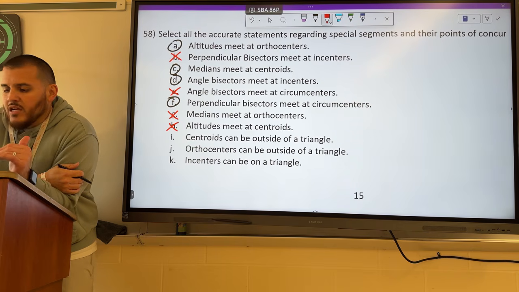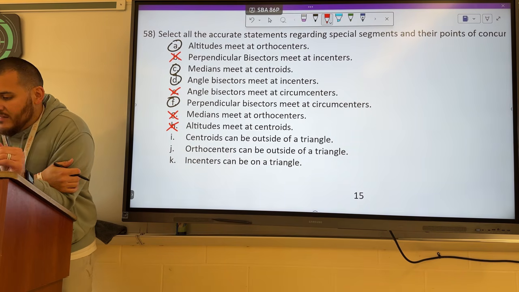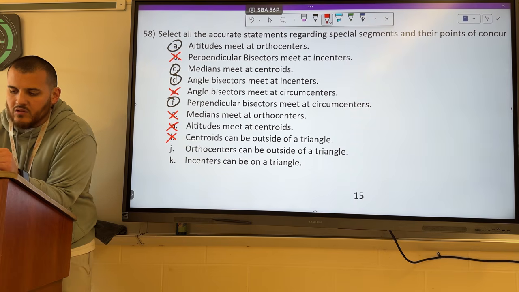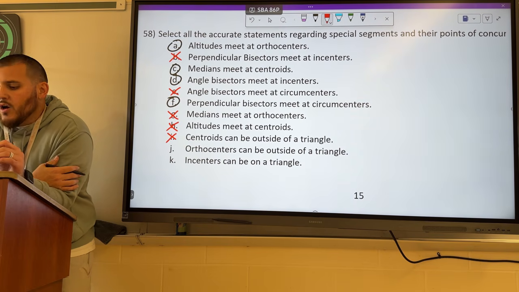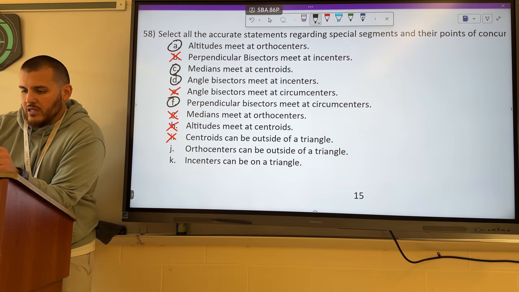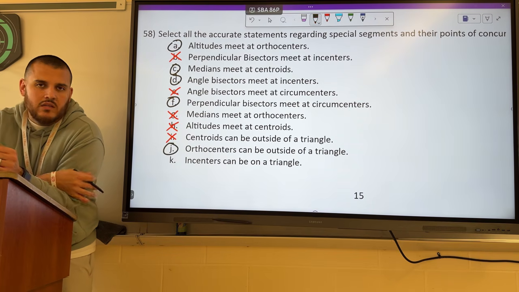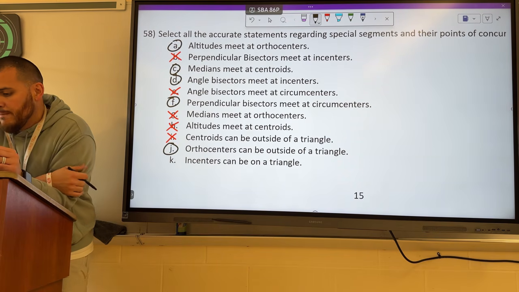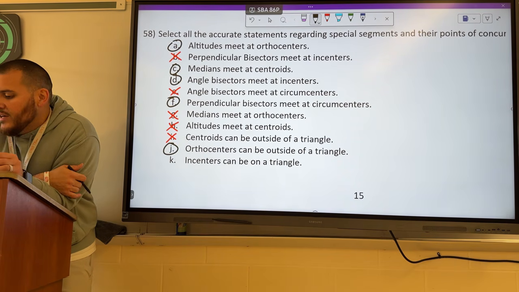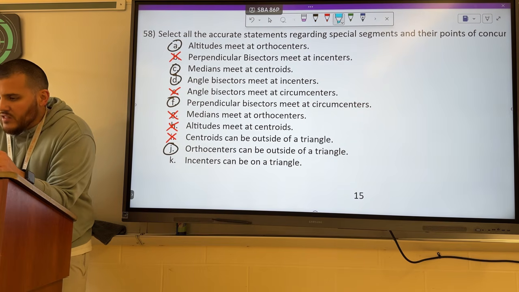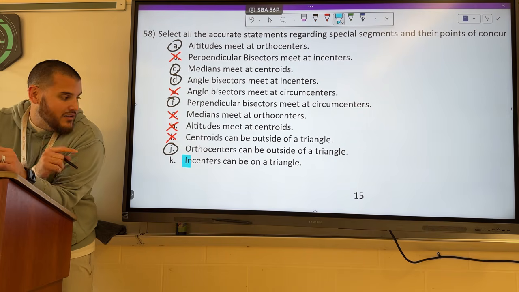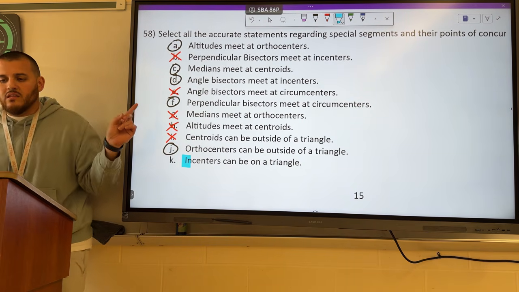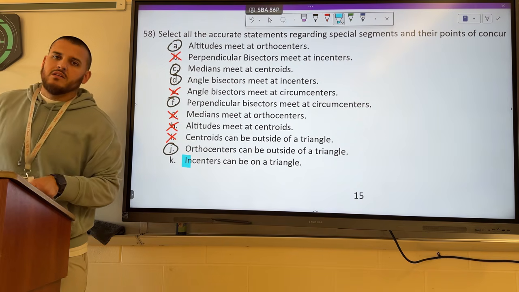Then our last three are about where these points can exist. Centroids can be outside of a triangle. That is false. All centroids are inside of triangles. Orthocenters can be outside of a triangle. That is true. Orthocenters are where altitudes intersect. Sometimes those are outside the triangle, specifically for obtuse triangles. Lastly, incenters can be on a triangle. That is false. This one should be easy to remember. An incenter has to be in a triangle. It can't be on a triangle or outside of a triangle. So A, C, D, F, and J are all the true statements here.